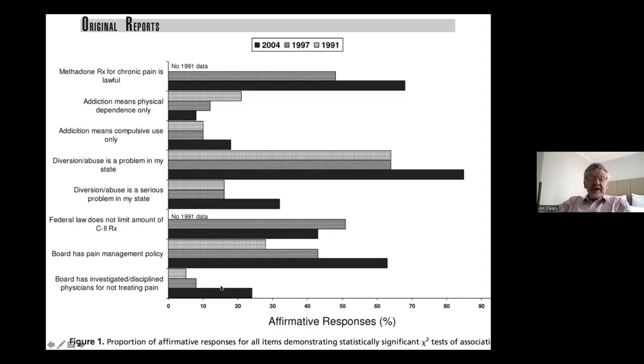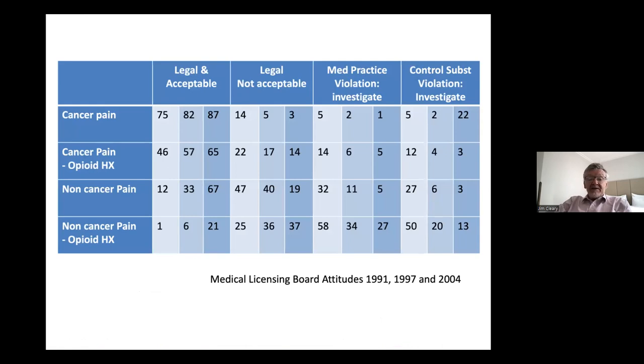But not treating pain. And now we actually see boards investigating people for not appropriately treating pain. But we can see here, as I mentioned, that state licensing boards are largely made up of physicians. So there are a number of people who were saying, for cancer pain, only 50% of them actually thought, and it goes up to two-thirds, that if you had cancer pain and a history of opioid dependency, you should not get opioids at the end of life. So that's where we were at.